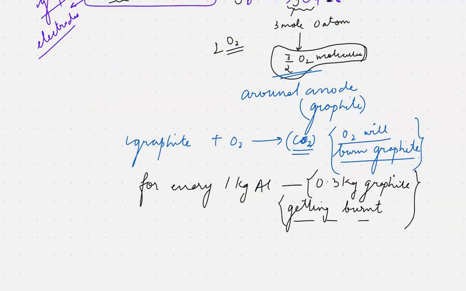Are you understanding my point? So this is the idea of aluminium extraction. This is how the electrolysis takes place. Understood the point? Now, let's solve some numericals, okay?